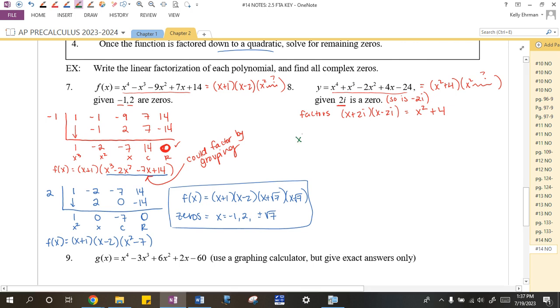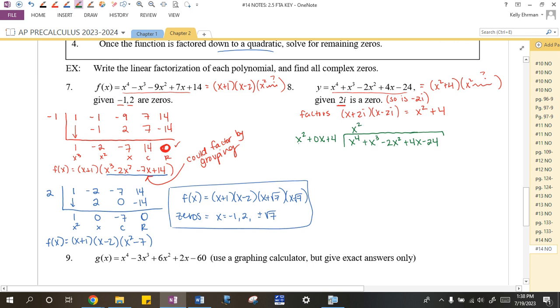So let's set up our long division. x squared plus 0x plus 4, a placeholder so everything lines up nicely. We're dividing that into x to the 4th plus x to the 3rd minus 2x squared plus 4x minus 24. Okay, remember how long division works? We say, what do we multiply x squared by to get x to the 4th? We multiply it by x squared.